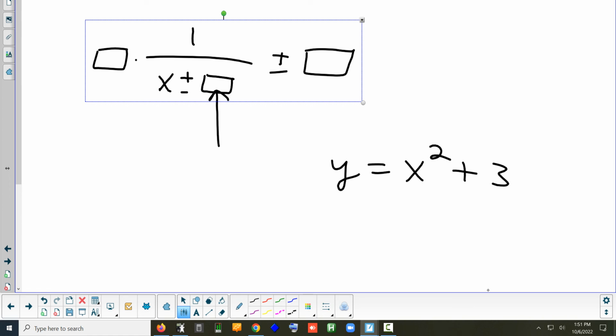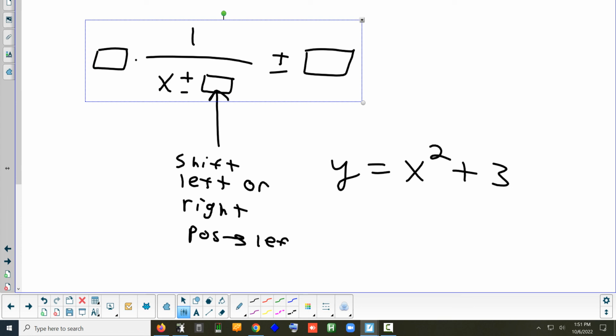So we're looking at adding or subtracting inside the fraction. So what would a number in that box do? Move it left or right. It would shift it left or right. So this is a shift left or right. If it's a positive number, it's going to move left. Negative is going to move right.